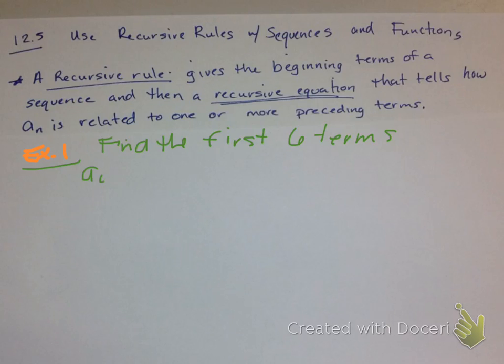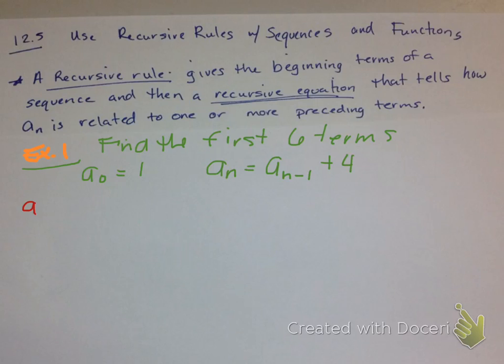Given that a sub 0 is 1, and they're going to give you a formula that looks something like this: a sub n equals a sub n minus 1 plus 4, where both that n minus 1 is a subscript. Now, what am I supposed to do here? Very good question. What you're going to have to do is list the first 6 terms.